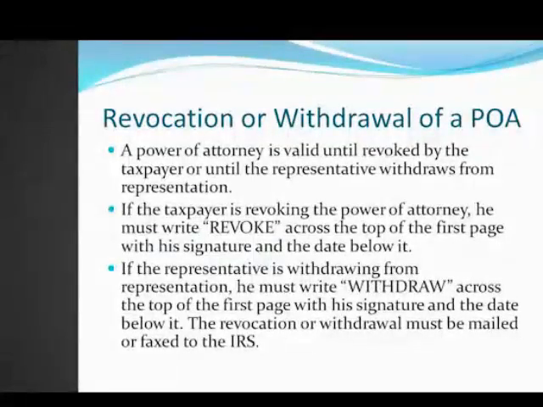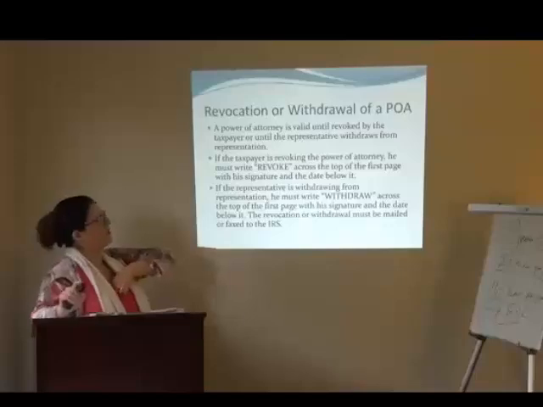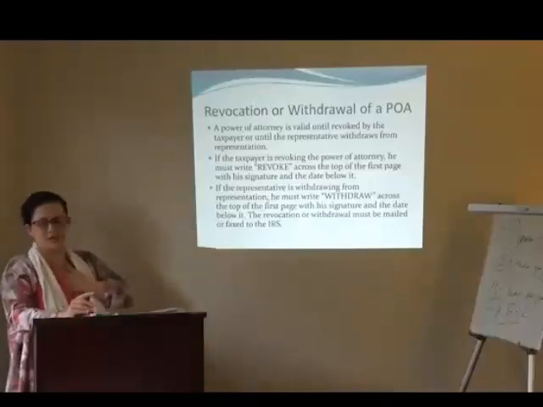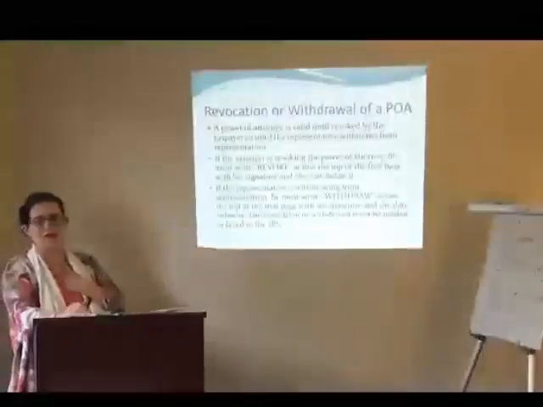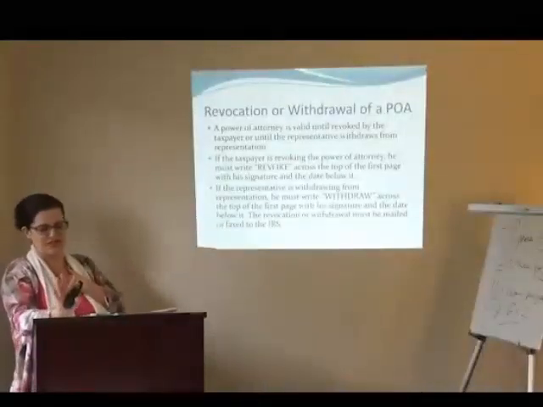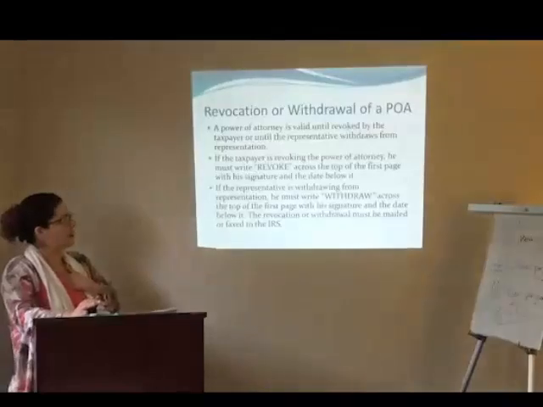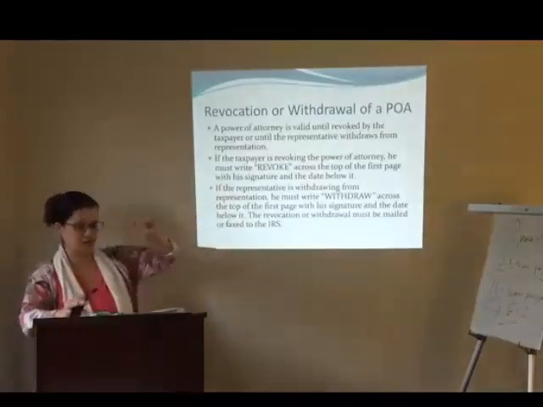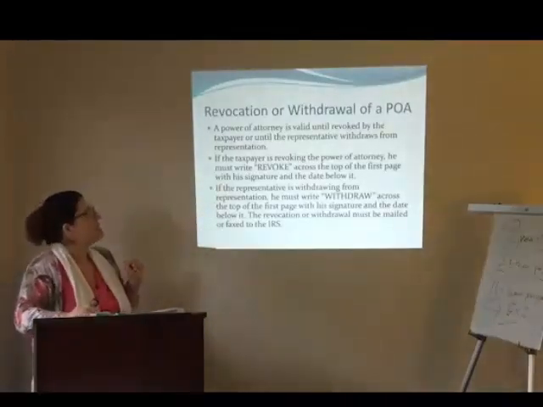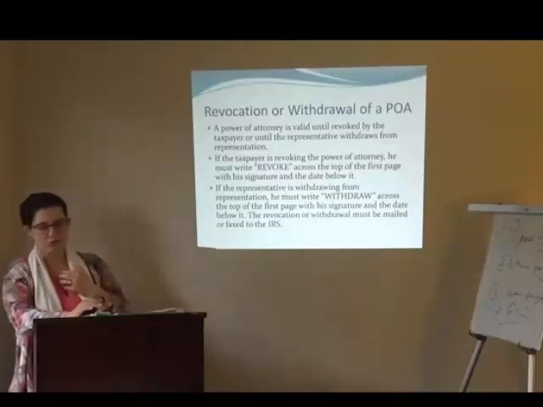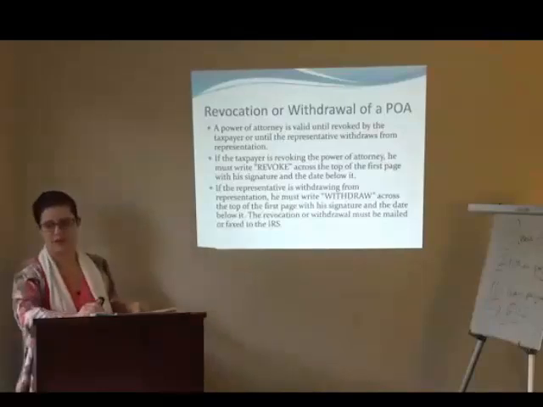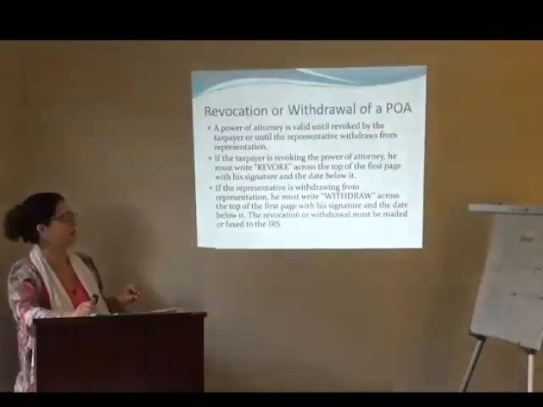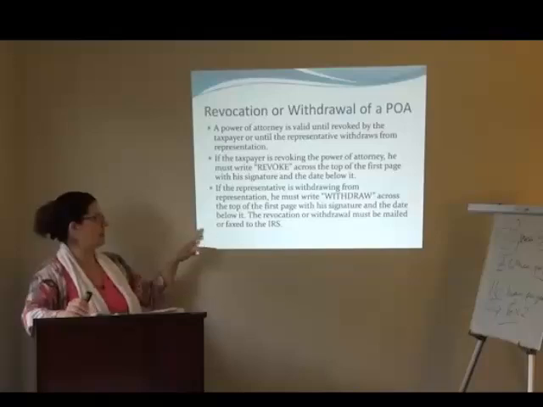And if the taxpayer is revoking, they've got to put revoke across the top of the first page. Taxpayers never do this. If they stop paying you, they just stop paying you and they go on with their lives and doing whatever tax cheat stuff they're doing. But that's the procedure. They're supposed to revoke it by putting revoke up there. If you, the representative, are withdrawing from representation, you put withdraw at the top of the first page of the 2848. The revocation has to be mailed or faxed to the IRS.